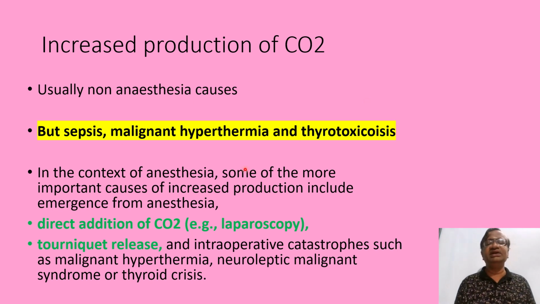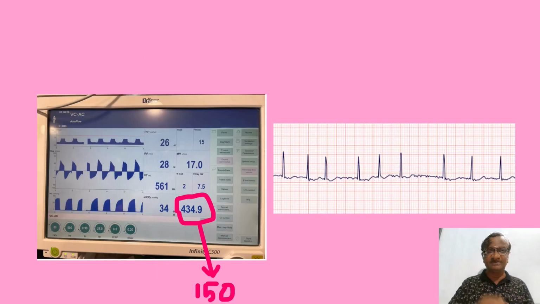Sepsis, malignant hyperthermia, thyrotoxicosis: these are conditions which can happen in anesthesia where there is increased production of carbon dioxide. Hypercapnia caused by increased production of carbon dioxide is one thing, decreased elimination is another. With increased production: sepsis, malignant hyperthermia, thyrotoxicosis, laparoscopy, tourniquet release. Directly, capnoperitoneum and tourniquet release. So these are all the conditions intraoperatively which can cause increased production of carbon dioxide.